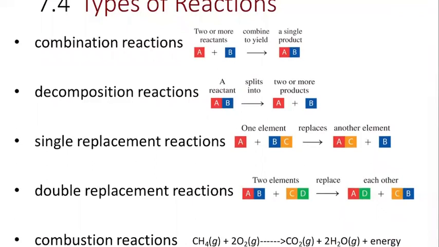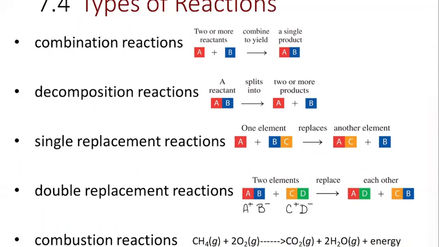Then we have double replacement reactions, and in double replacement reactions, how we observe them is that typically these are going to be two ionic compounds that are aqueous. And they are going to, in water, split into ions. A is going to be a cation, B is an anion, C is a cation, D is an anion. And in a double replacement reaction, what they are going to do is basically switch partners, okay?